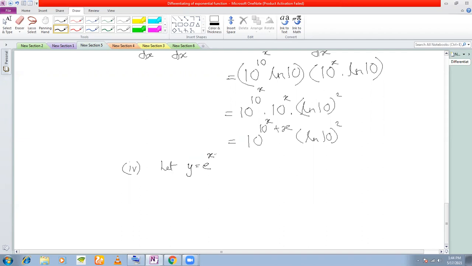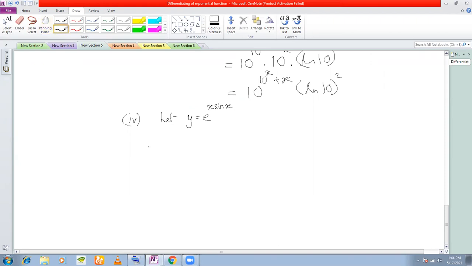that y is equal to e to the power of x sine x. Therefore, dy/dx is d/dx of e to the power of x sine x. First, you differentiate e to get simply e to the power of x sine x. And then you differentiate x sine x. And you will differentiate x sine x by the uv rule. E to the power of x sine x.